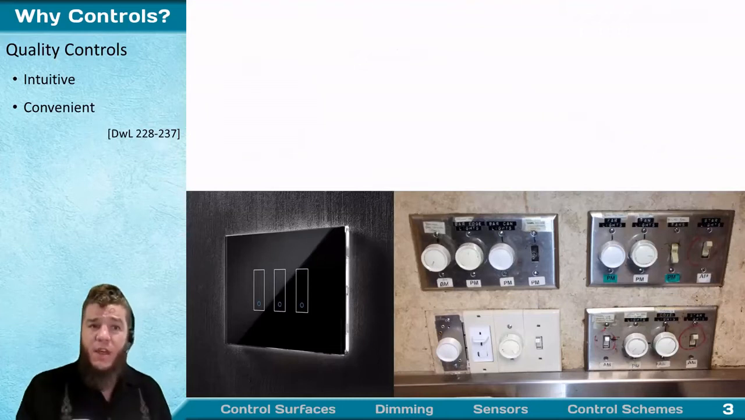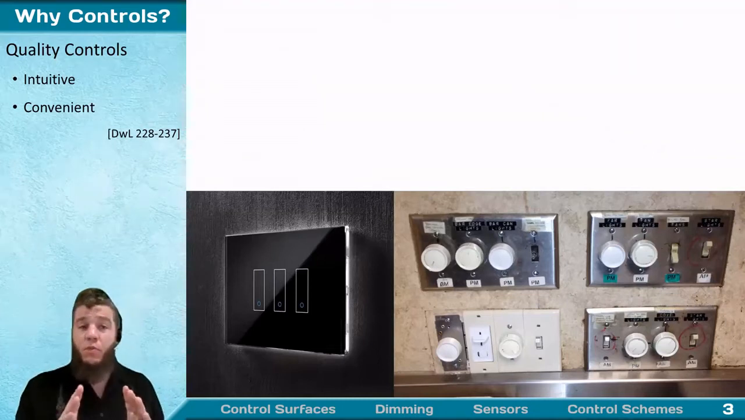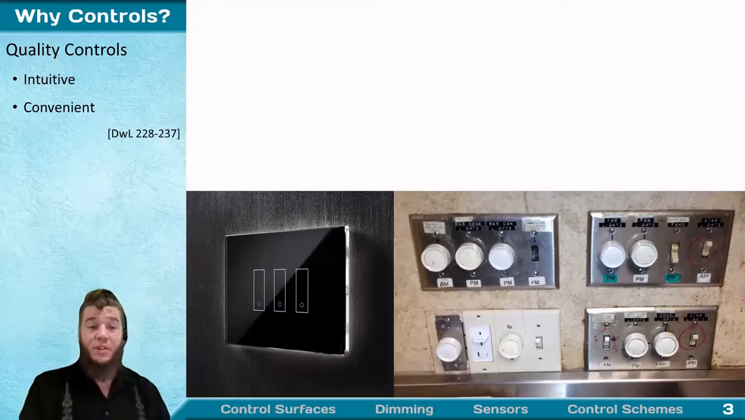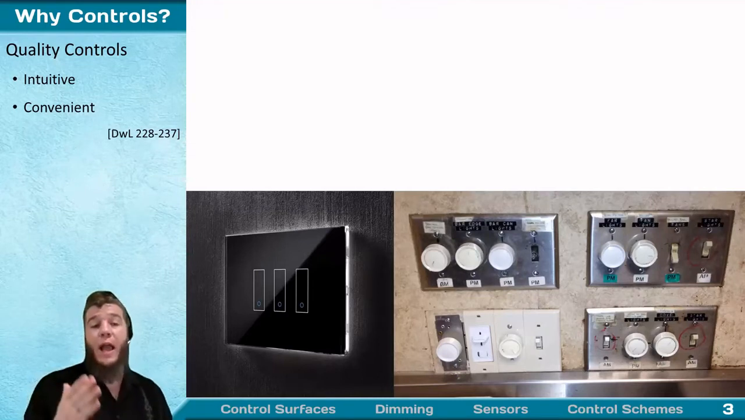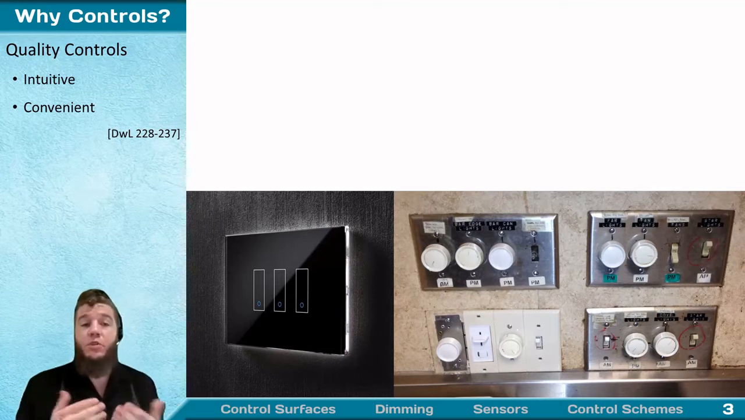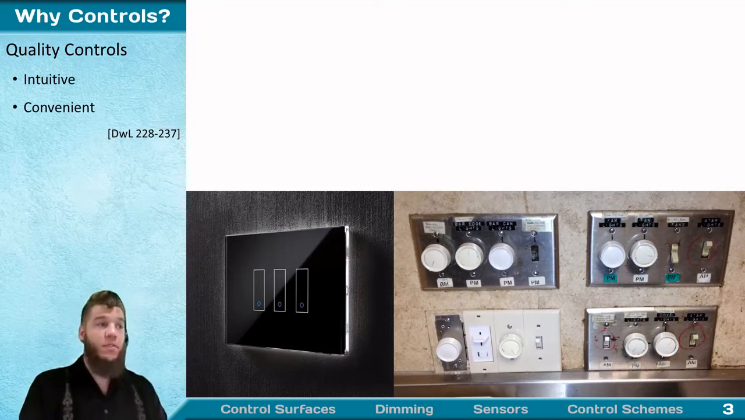Now, let's take this a step forward, though. And these are two words that I'm going to be utilizing throughout the entirety of this lecture, and that is intuitive and convenient. And the reason these are going to come up over and over again is because a control system is worthless if your users don't actually interact with it. So architectural controls must be intuitive and convenient, because confusion is the cardinal sin of controls. Confused or inconvenienced users simply won't interact with the system.